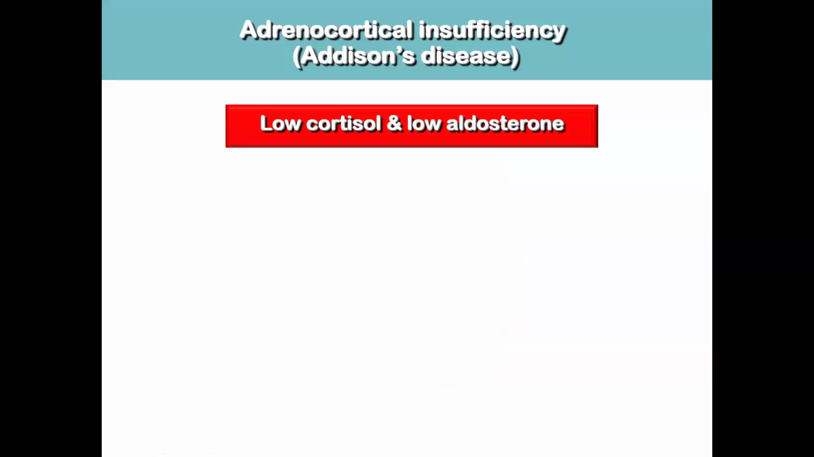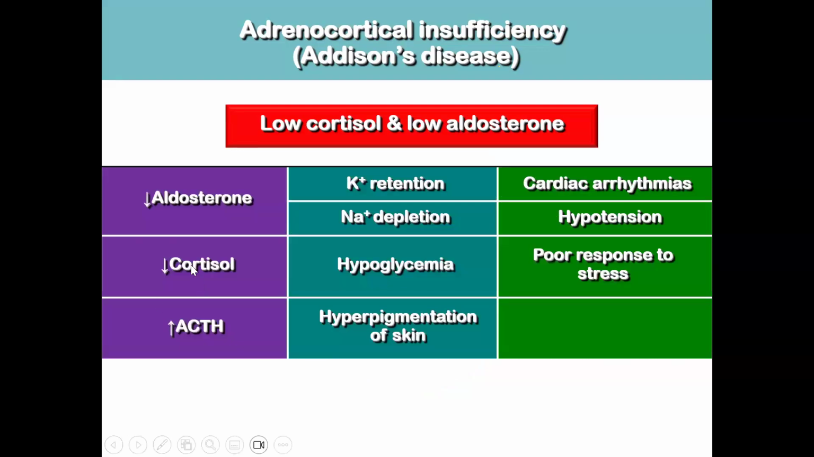Now, what will be the effects if there are low levels of cortisol and low levels of aldosterone? Cortisol is mainly concerned with glucose metabolism. So if cortisol levels are low, blood glucose will also decrease in the body. So decreased cortisol will lead to hypoglycemia. Hypoglycemia means less glucose in the body.